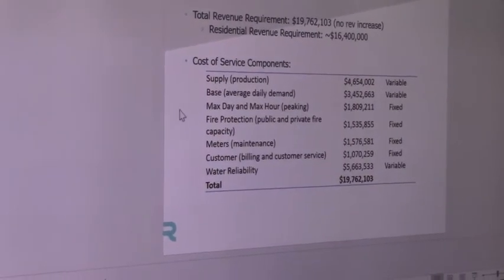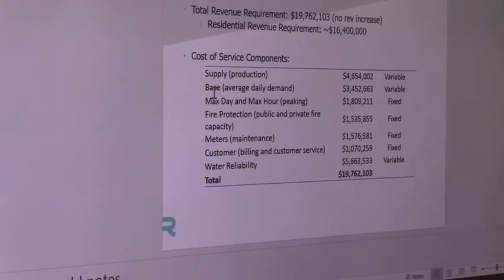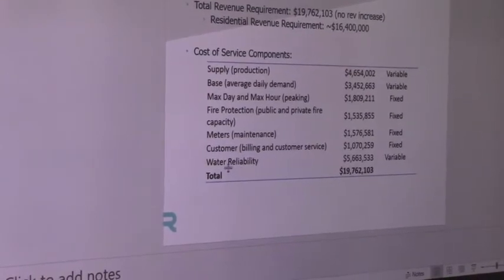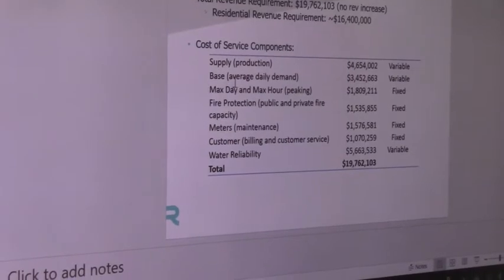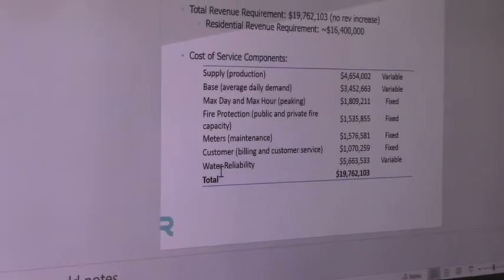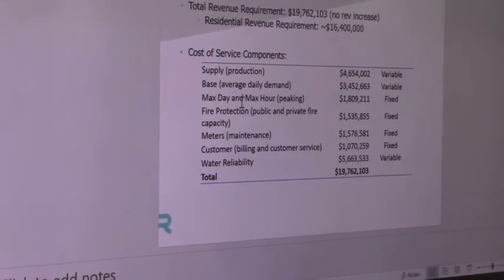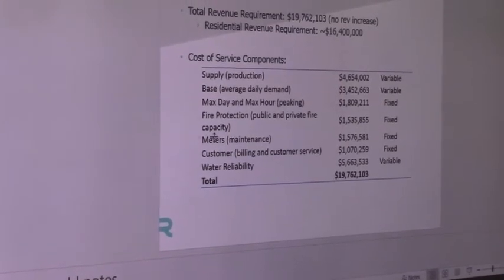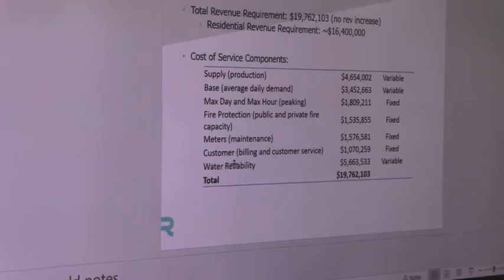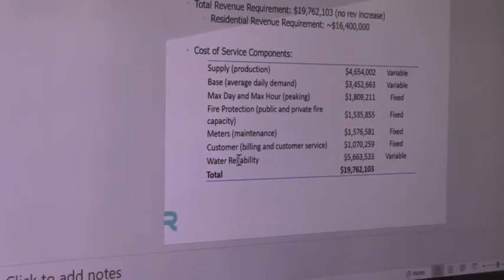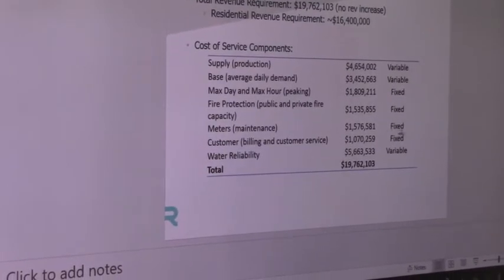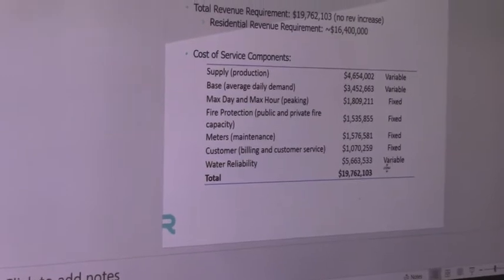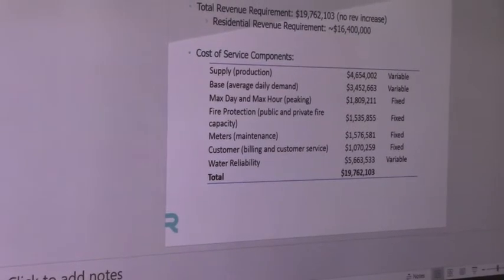There's the production, there's delivery. On the variable side, you've got production, delivery, and water reliability. Then on the fixed side, you've got your peaking behaviors, fire protection costs, and then the maintenance of your meters and your customer costs. And those kind of inform that fixed component. The other three inform the variable component of an inclining tiered structure.